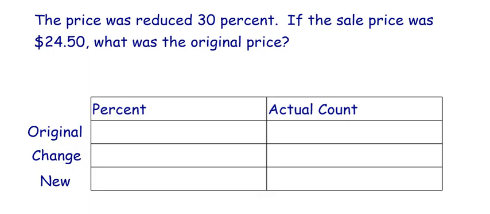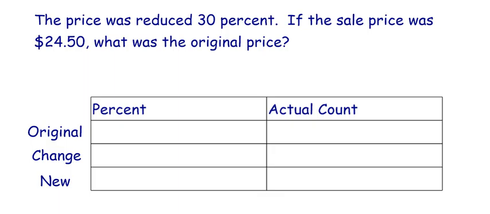So here we have this example going. It says the price was reduced by 30%. Right? We're always happy when there's a price reduction on things. So if the sale price was $24.50, what was the original price?